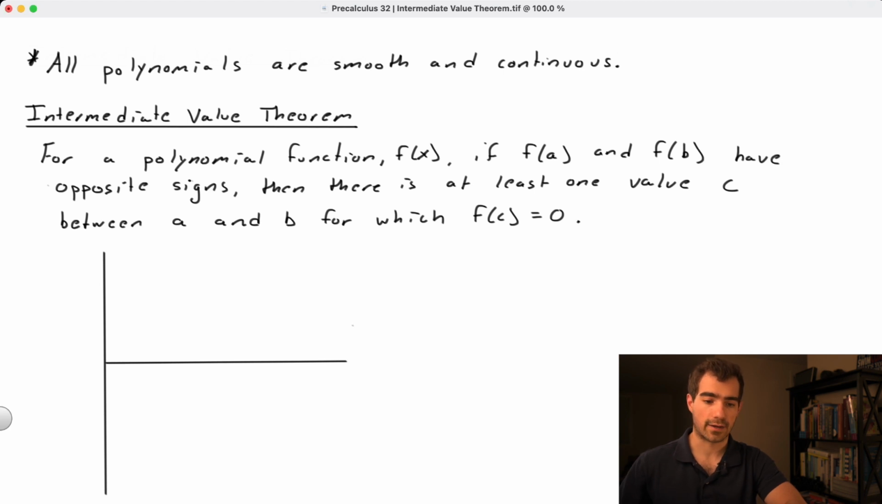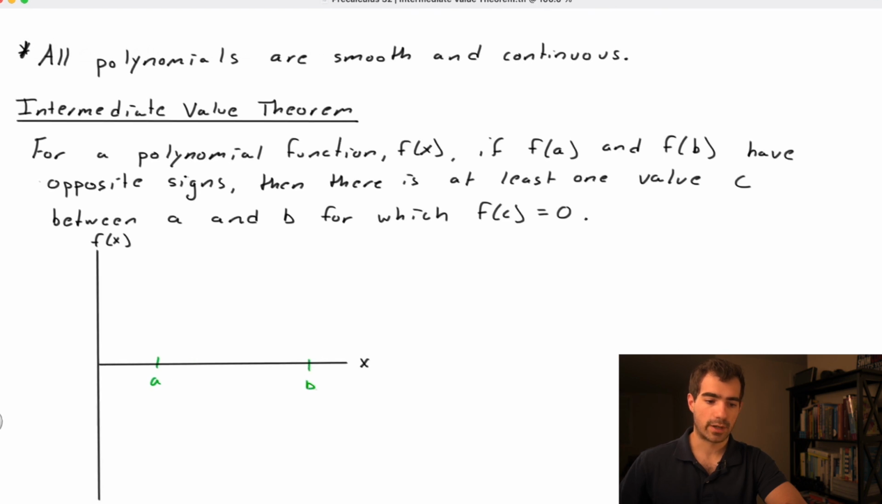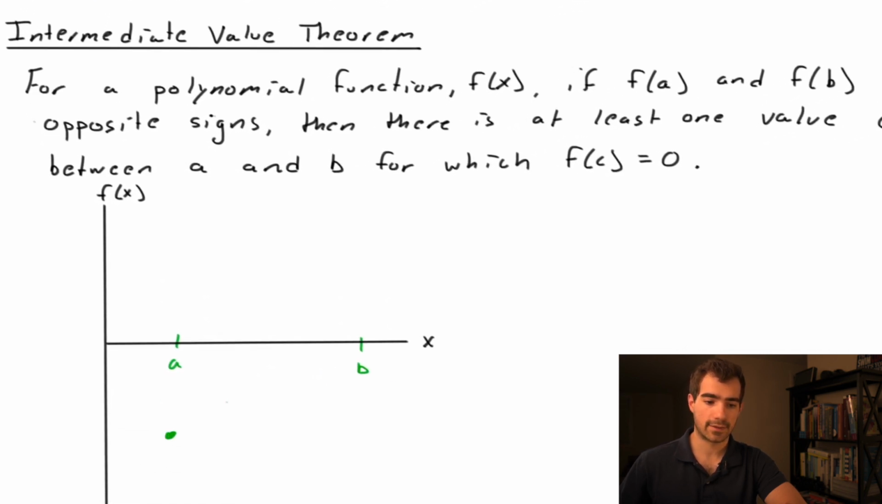And so if we imagined a graph where our horizontal axis is our x values and our vertical axis is our f of x values, and selected two points a and b, where one of them maybe was negative and one of them was positive, we would guarantee that there had to be some value in between, some value c, where our polynomial has to cross the x-axis, where we have to have a root, where we have to have an x-intercept. So in other words, there exists a zero between a and b.